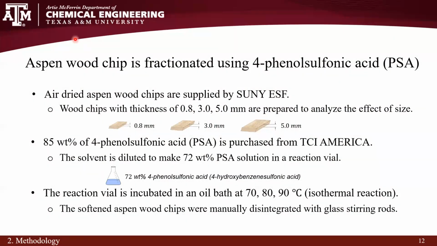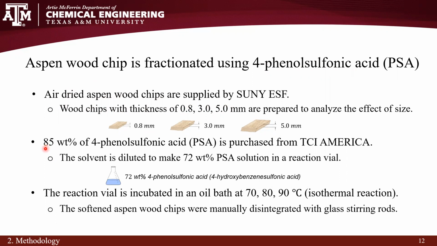As a part of the experiment setup, aspen wood chip is chosen and used for the fractionation under 4-phenolsulfonic acid, aka PSA. Air-dried aspen wood chips are supplied by State University of New York, and wood chips with 3 different thicknesses, which are 0.8, 3.0, and 5.0 millimeter, are prepared to analyze the effect of the thickness of biomass.